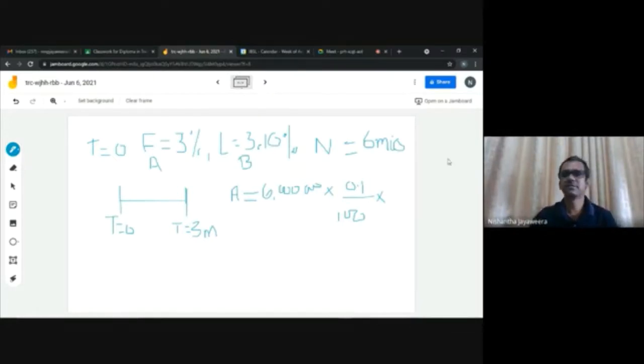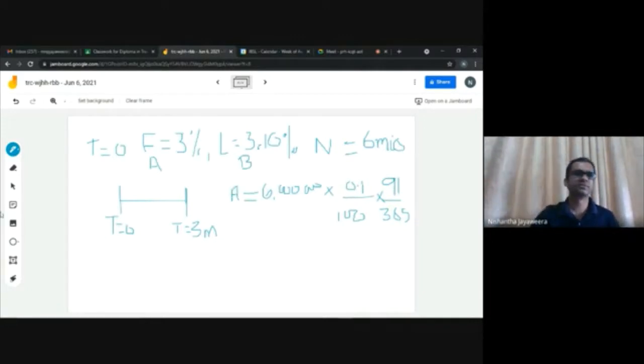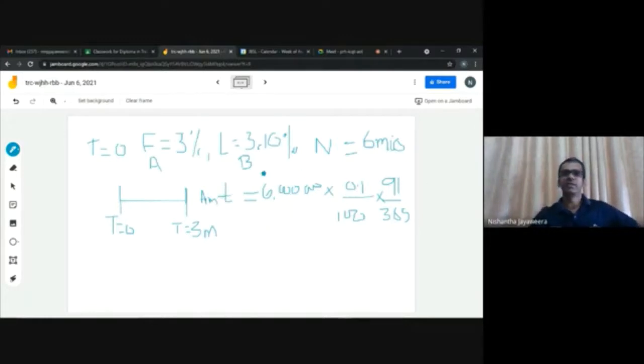In sterling, you may remember, for a 3 month period, assume there are 91 days, divide by 365. If it is dollars, you can easily take it as 90 over 360. So this is the amount, and don't get confused with this A. Party B pays this amount to party A at the end of the first period.